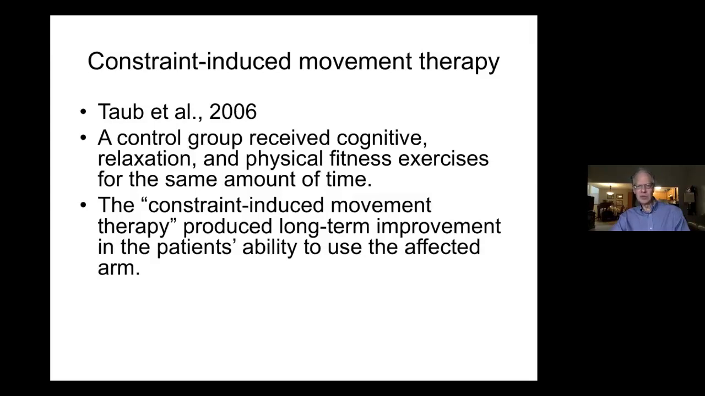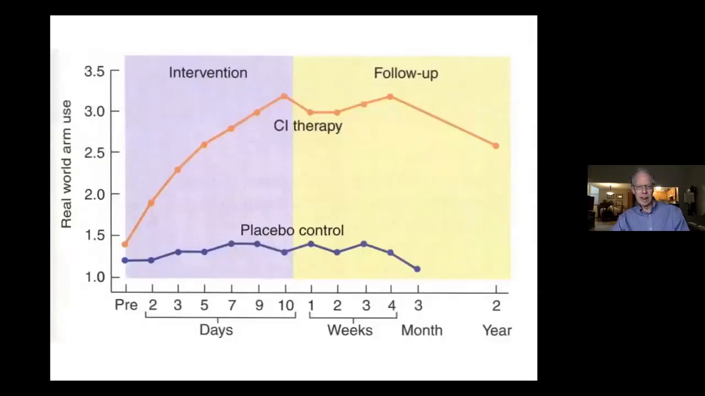It turns out the constraint-induced movement therapy produced long-term improvement in the patient's ability to use the affected arm. That's shown here. The upper line shows the results from CI therapy, and the purple part shows how long they were in therapy and the improvement in the use of the affected hand. Then the follow-up is in the yellow part. As you can see, it persisted for up to a year later. On the other hand, the placebo control group did not improve at all. So this type of therapy is extremely effective.